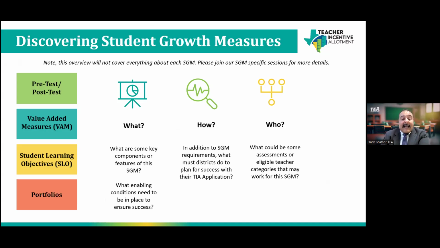We're going to talk about what enabling conditions need to be in place to ensure success. We're going to talk about how. So in addition to the student growth measure requirements, what must districts do to plan for success with their TIA application? And we're going to talk about who. What could be some assessments or eligible teacher categories that may work for this SGM or student growth measure?